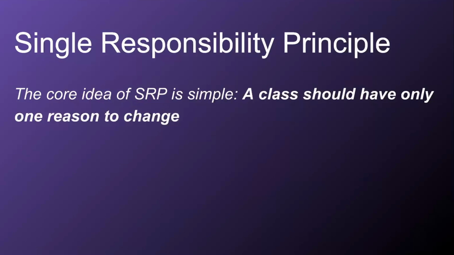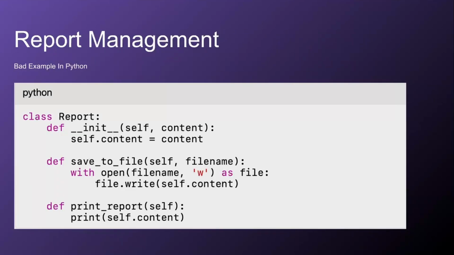The core idea of SRP is simple. A class should have only one reason to change. If we are able to identify more than one reason for which we will have to change the class, then that's a violation of SRP. In order to understand this principle, I will be taking help of two examples. First one is report management. So let's see this Python code example.